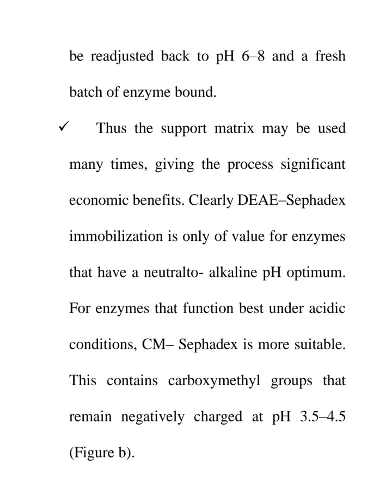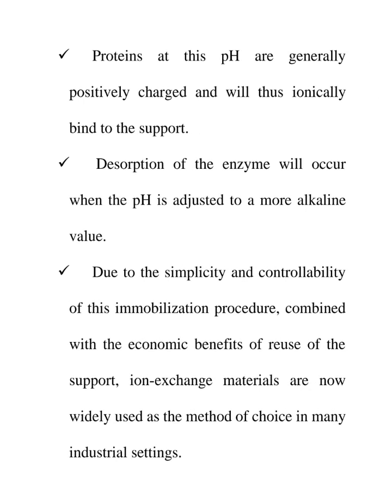For enzymes that function best under acidic conditions, CM Sephadex is more suitable. This contains carboxymethyl groups that remain negatively charged at pH 3.5 to 4.5. Proteins at this pH are generally positively charged and will thus ionically bind to the support. Desorption of the enzyme will occur when the pH is adjusted to a more alkaline value.